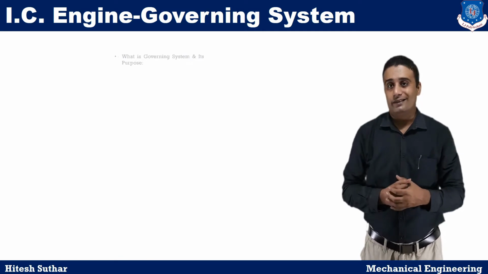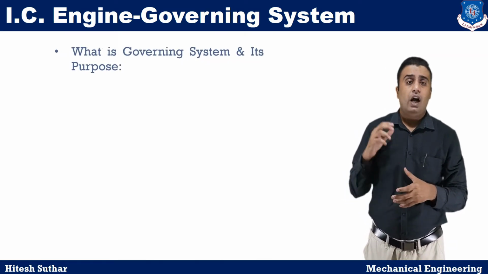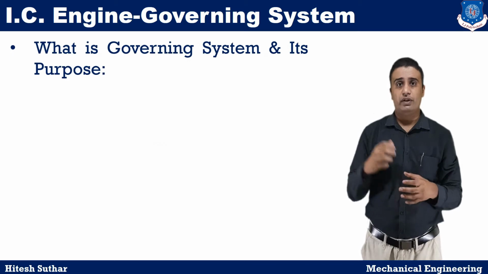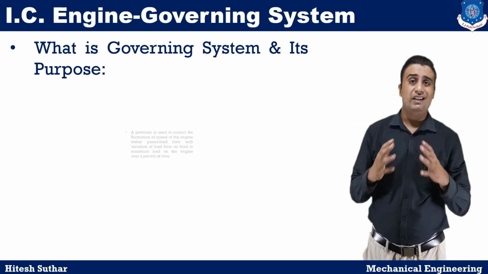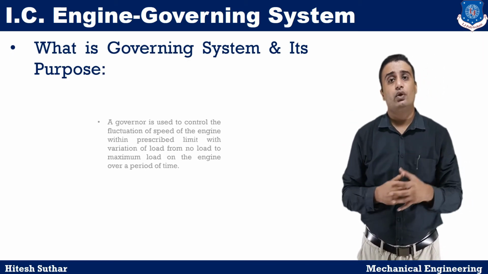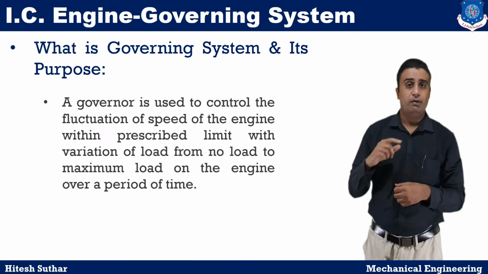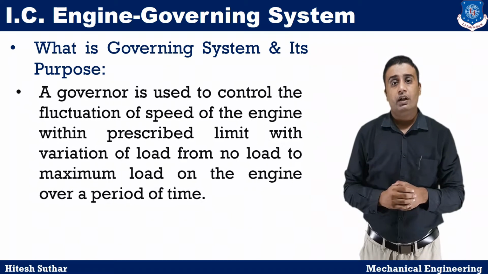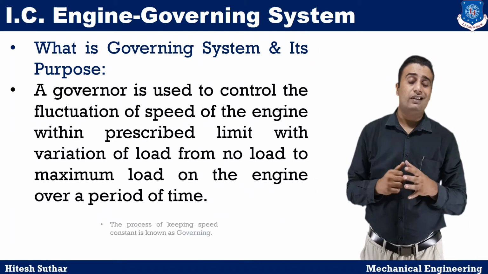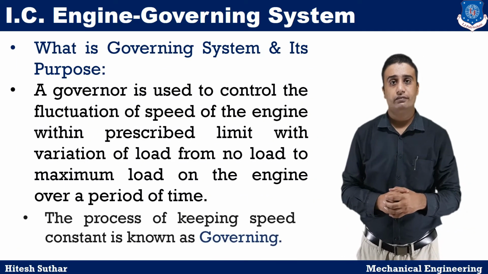So what is governing system and its purpose? A governor is used to control the fluctuation of speed of the engine within prescribed limit with the variation of load from no load to maximum load on the engine over a period of time. The process of keeping speed constant is known as governing.